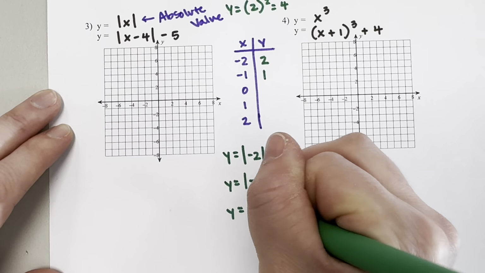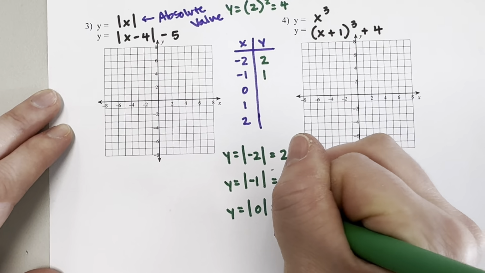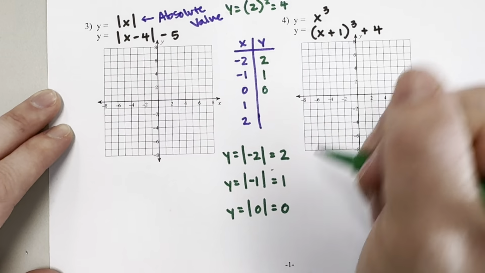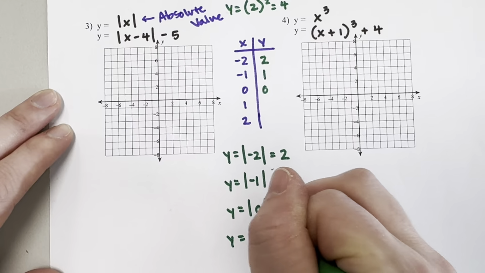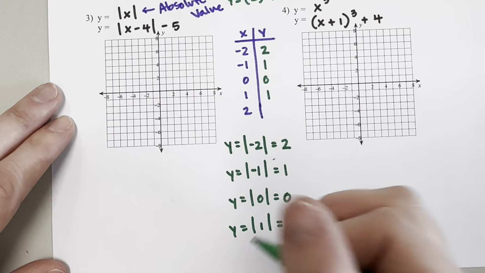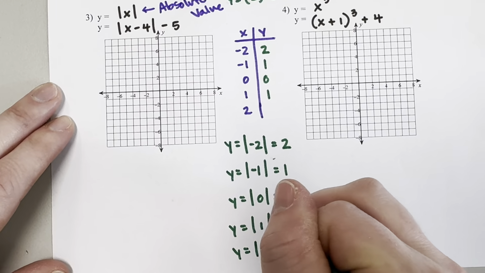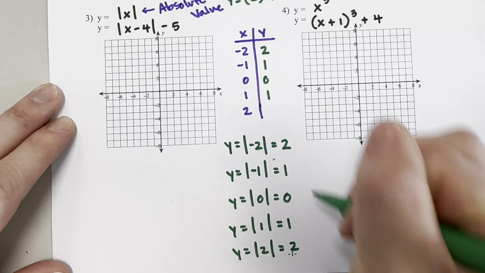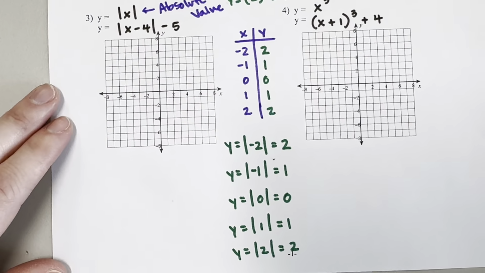Okay, the next ones are pretty easy. How many spaces from 0 is 0? Well, that's 0 spaces. The absolute value of just positive 1 is still positive 1, 1 space from 0. And the absolute value of positive 2 is positive 2, 2 spaces from 0.